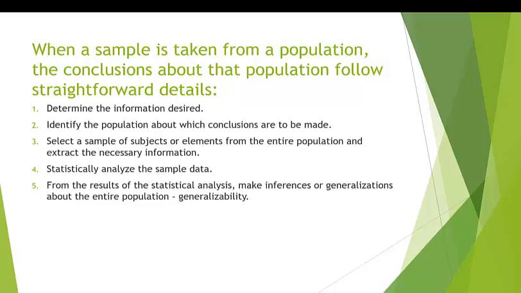So again, these are the 5 things that we want to understand. The very first thing is we have to determine what information it is that we want. And by identifying that information, it's going to help us get to step number 2, which is going to help us identify our population.